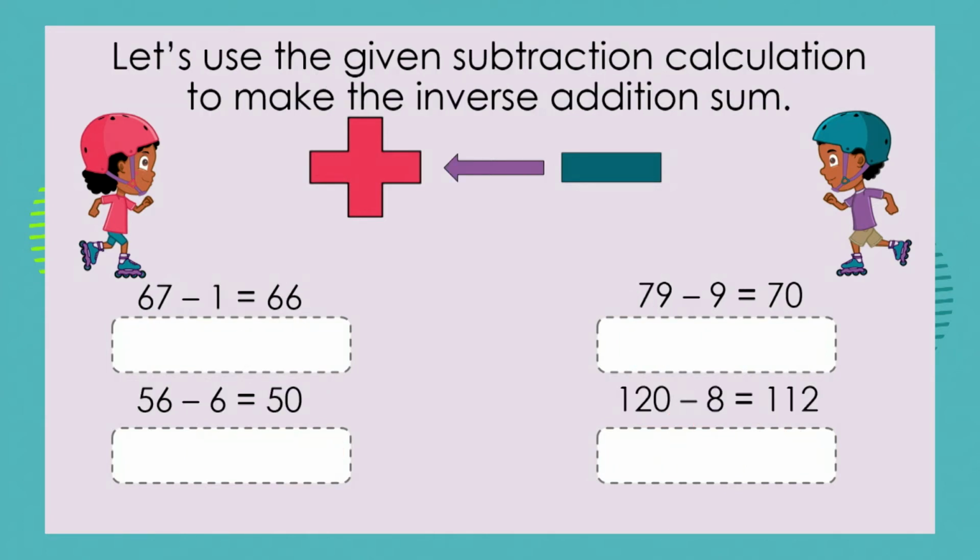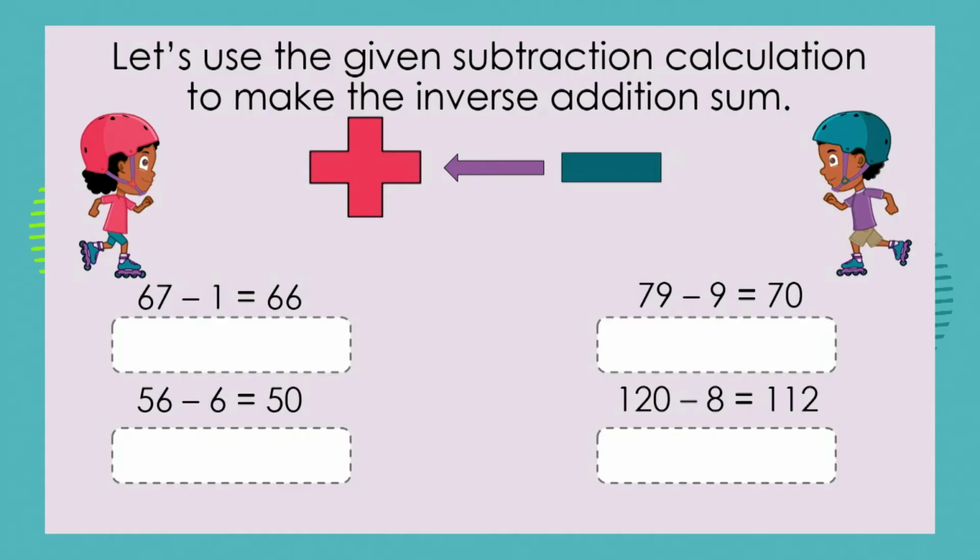Let's use the given subtraction calculation to make the inverse addition. So now we're just doing opposites again. We're starting with minus and we're going to make it plus and swap the numbers around. Let's have a look. So we have 67 minus 1 is 66. So we change it to 66 and 67. And we have 1 equals. What's our sign that we need? We need a plus. So 66 plus 1 is 67.